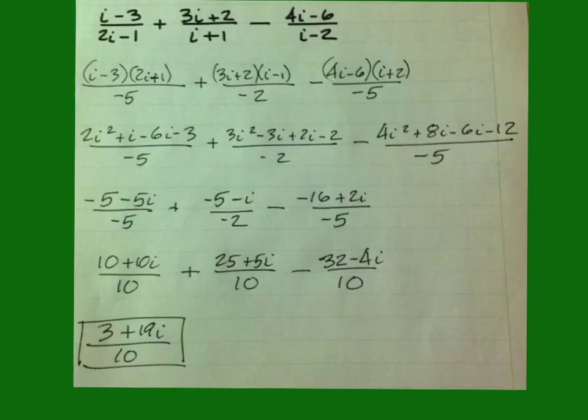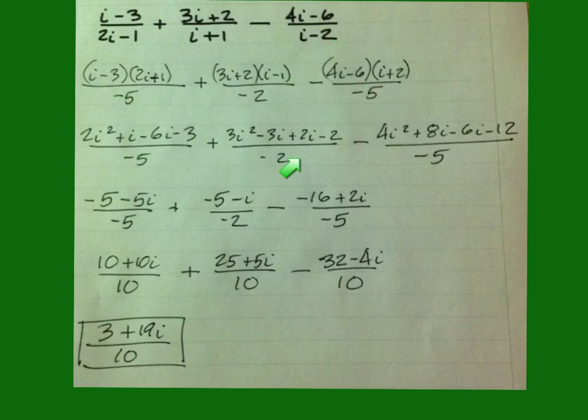On this problem, what I did is I simplified each one first. So I multiplied this one by 2i plus 1, this one by i minus 1, when you multiply by the opposite, or not the opposite, but the quantity that makes it a difference of 2 squares, you can eliminate the i's on the bottom.